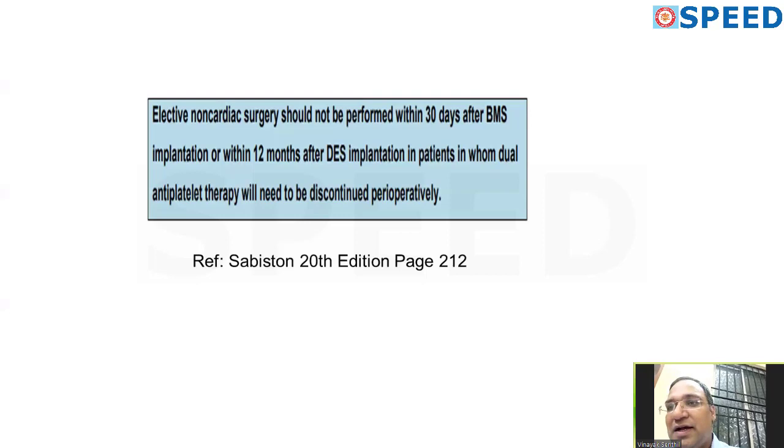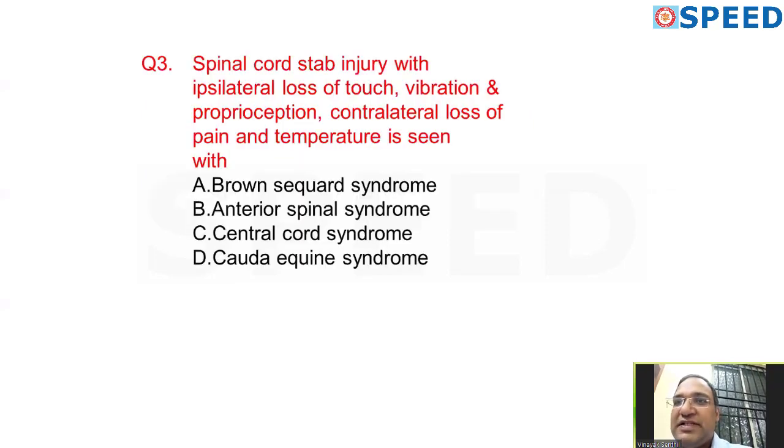Sabiston, 20th edition, page number 212. So this question is directly from Sabiston, and so the best answer here will be 6 months. Now you can see this question.